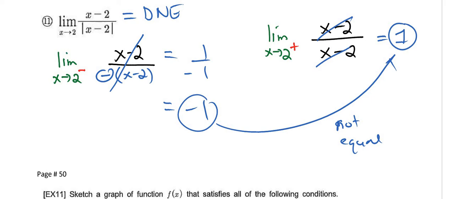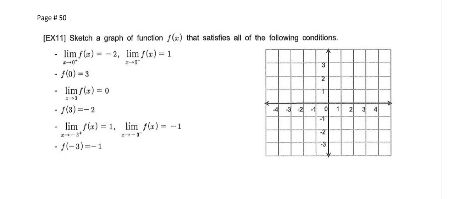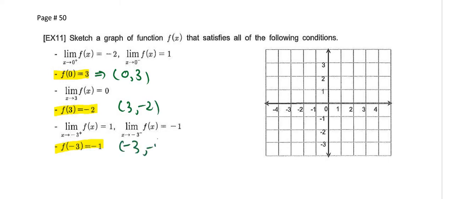Okay, great. Let's finish off this video by going over a question from page 50. For page 50, I need to sketch a graph of a function that satisfies all of the following conditions. Now, when you're given these kind of problems, I would always start with these dots that I'm highlighting in yellow. These dots are pretty much telling you to put dots at these coordinates 0, 3, and 3, -2, and -3, -1. So on your grid, go ahead and plot those points.